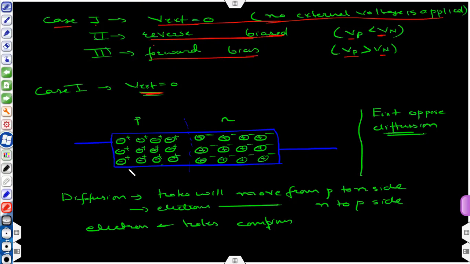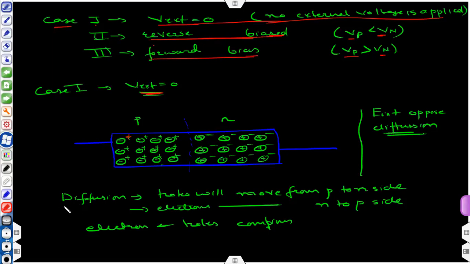Okay, so on P side, you are having acceptor atom. Each acceptor atom is having one hole associated with it. And on n side you have a donor atom, and each donor atom is having one electron associated with it. So by absorbing a small amount of energy, these holes and electrons can be in free state, and then they can move in the crystal accordingly.